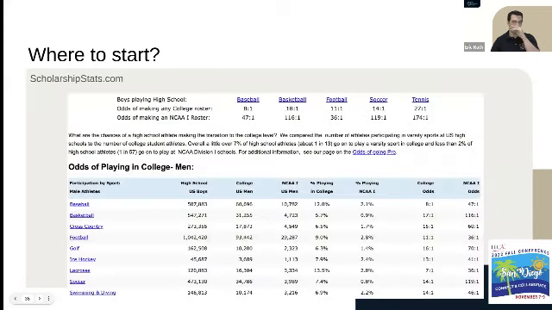And another thing that I wanted to mention about sports, this is a totally free website, but I love it. It's called scholarshipstats.com, and it breaks down all of the total amount of students playing sports in either boys or girls sports, and then it compares that to how many play in college at all, how many play Division I, and what those odds are of playing any of those.